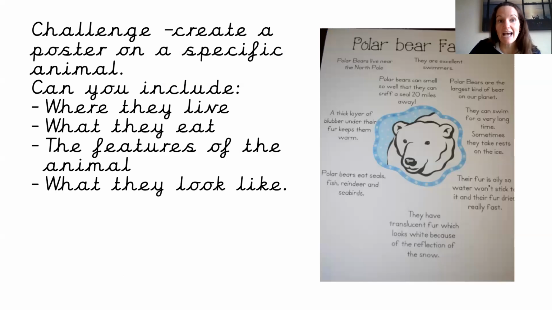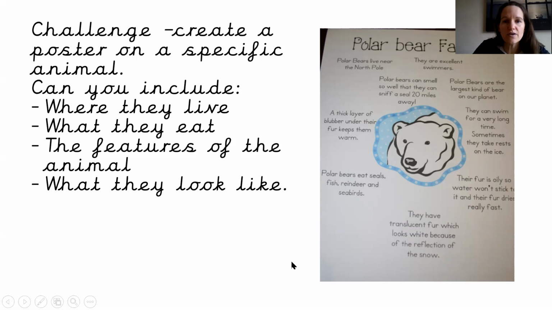Now, if you'd like a challenge, if you've done that, you can pick one animal. So you could do a specific poster for one animal. You can include where they live, what they eat, the features of the animal, and what they look like. So this is just an easy one on polar bears. You can write they live in the North Pole, they eat fish, seals, and reindeer, they have fur, they like to swim. Polar bears are the largest kind of animal on our planet. So that would just be an extra challenge if you would like to do that.